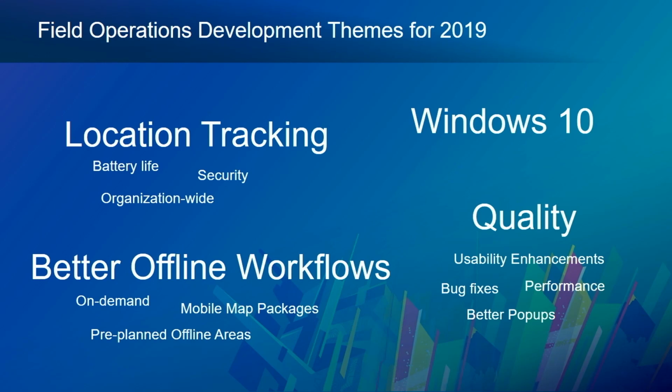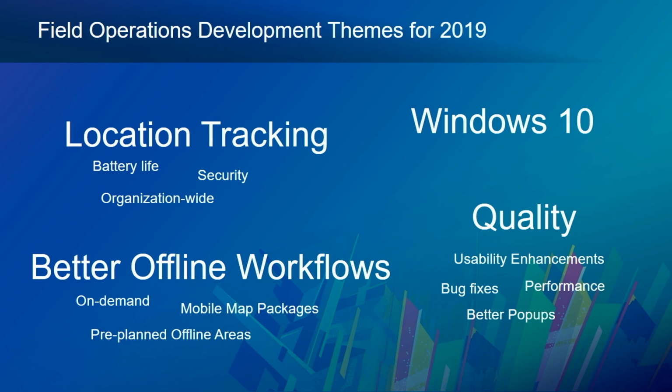We also are working on better offline workflows. We'll talk a little bit about that later as well. That is making it easier to take your GIS data from ArcGIS and take that out into the field with you into places that don't have cellular or Wi-Fi connectivity. So we're improving those workflows. We're doing a lot of work in that area because that's what our customers have told us is important to them in these field operations workflows. So spending a lot of time and effort there.